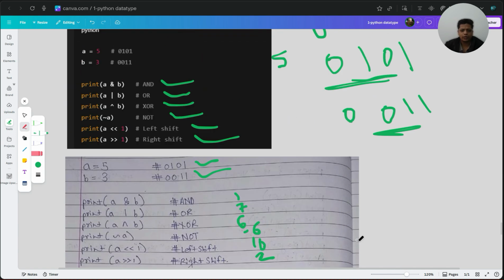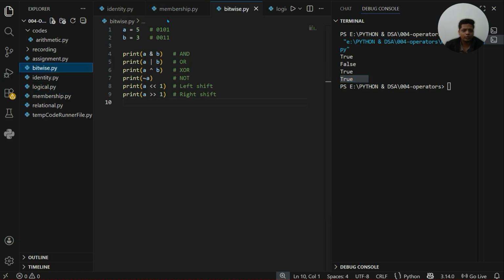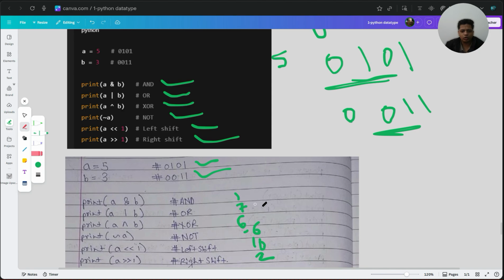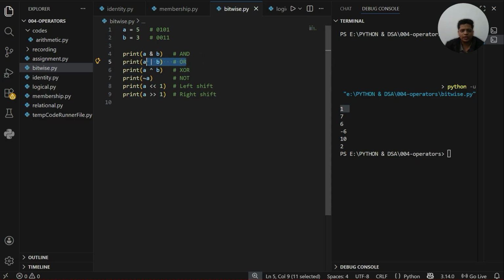In this way the bitwise operations work. Let's see the program for the bitwise operations. So A is 5, B is 3, the same program that we have seen just now. A and B, that is 1. So what value did we get? We got 1 only. A or B, that is 7. A XOR B, that is 6. Print negation of A, that is minus 6. Print A left shift by 1, that is 10, and print A right shift by 1, that is 2.